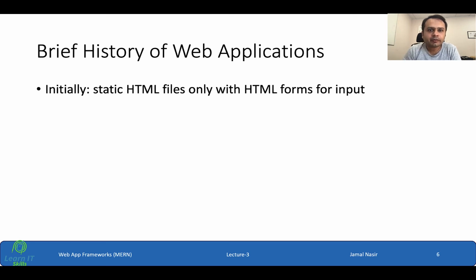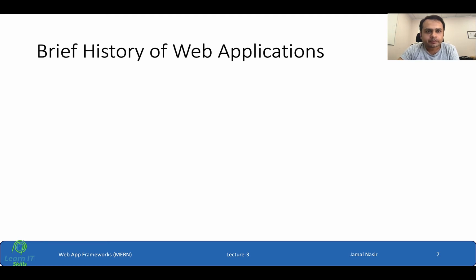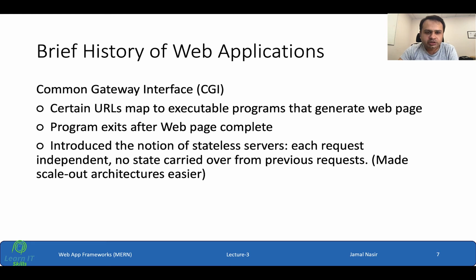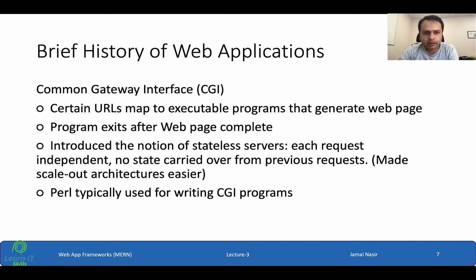So we will discuss a brief history of web applications, right? Initially, static HTML files only, with HTML forms for input, very basic. And then we have CGI, Common Gateway Interface, in which certain URLs map to executable programs that generate web pages. So the program exits after the web page is complete. CGI introduced the notion of stateless servers, right? We have one task, we send this task to the server and it will compute, and then it will have no record of the previous task that it has done. Perl was typically used for writing CGI programs.